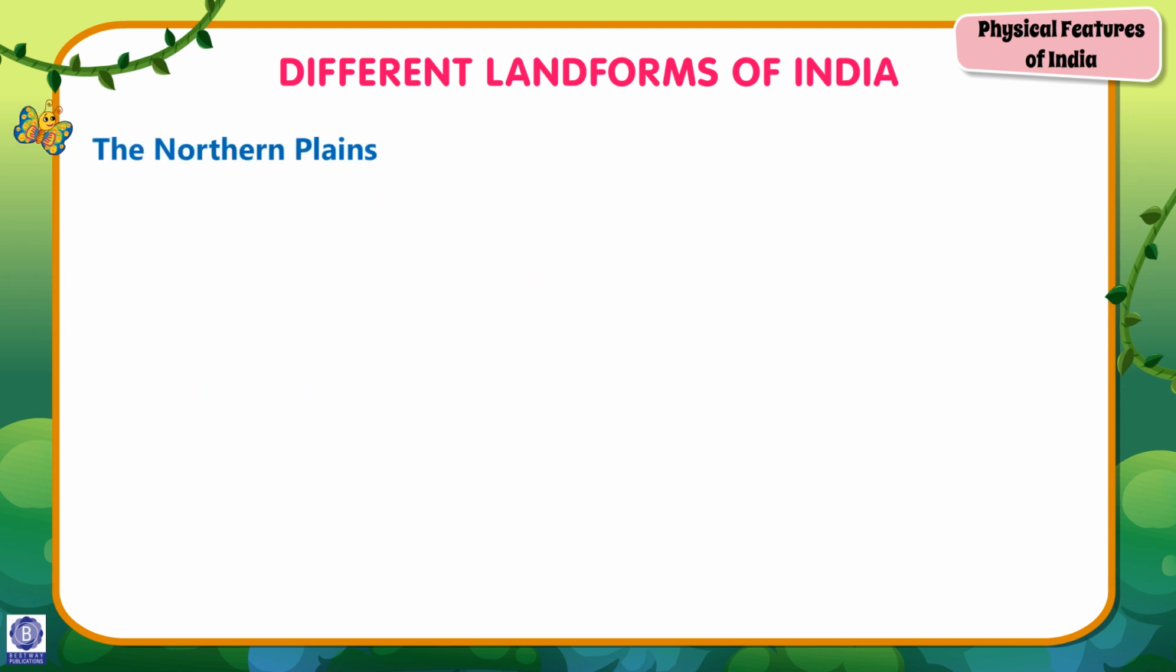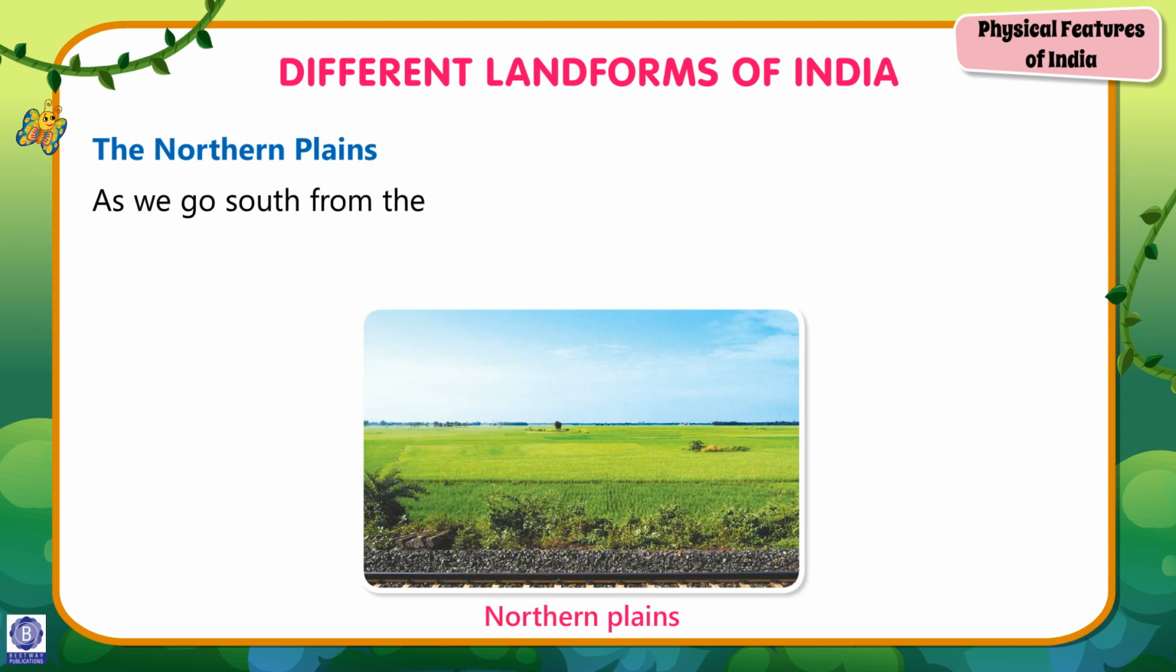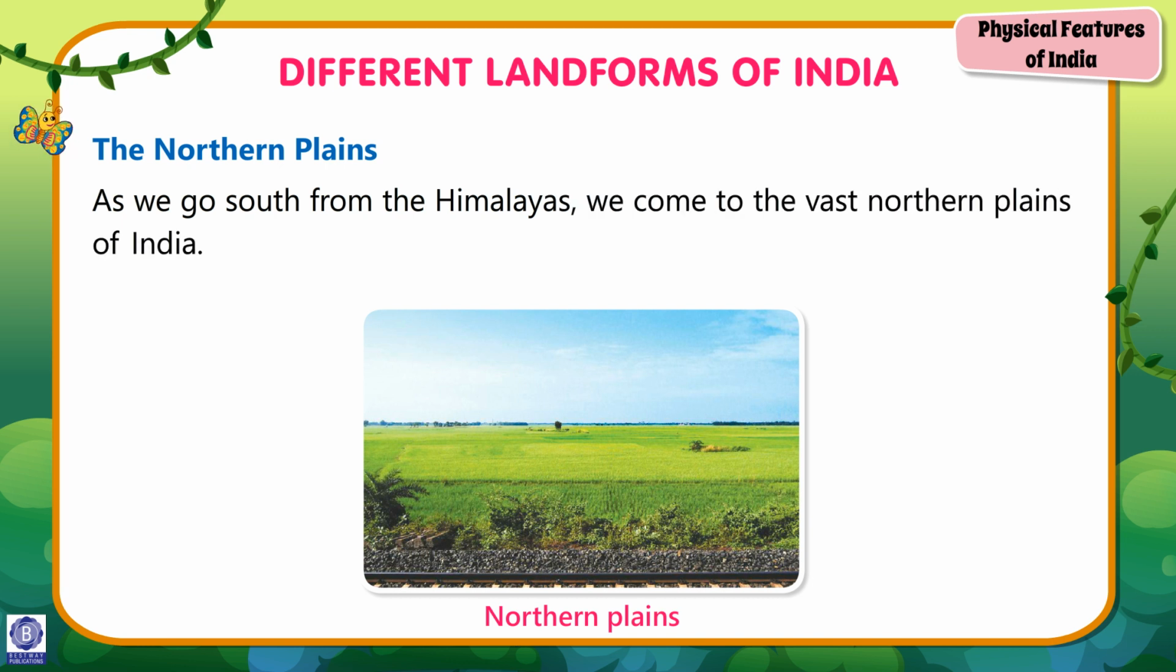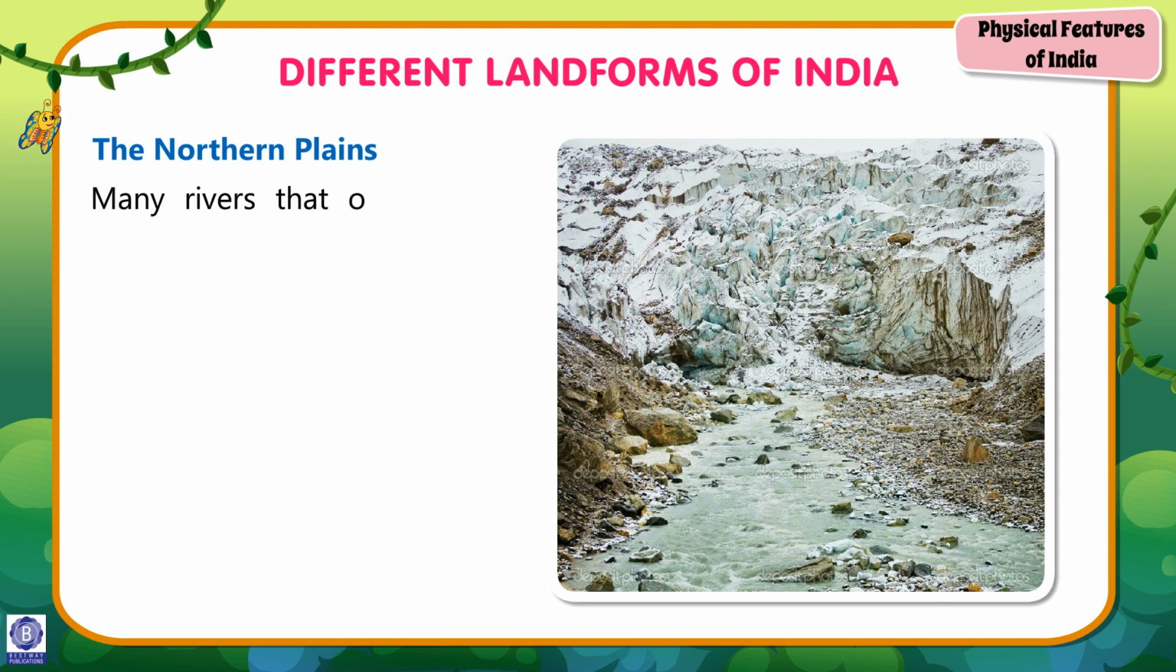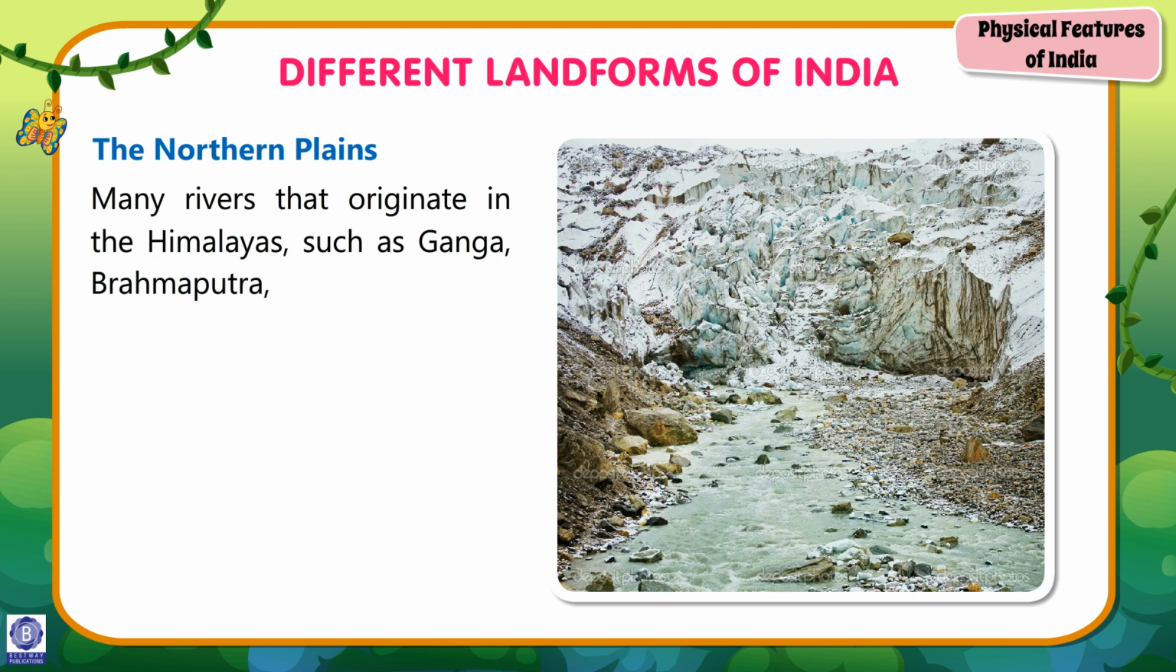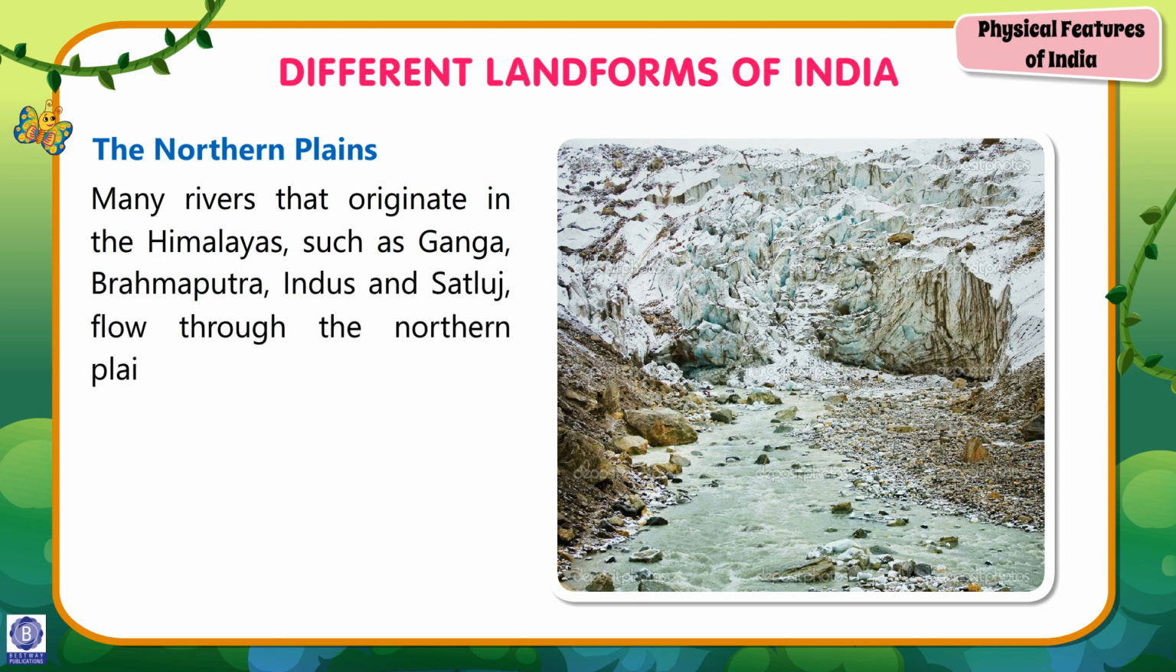The northern plains. As we go south from the Himalayas, we come to the vast northern plains of India. They run parallel to the Himalayas from Punjab in the west to Assam in the east. Many rivers that originate in the Himalayas, such as Ganga, Brahmaputra, Indus, and Satluj, flow through the northern plains.